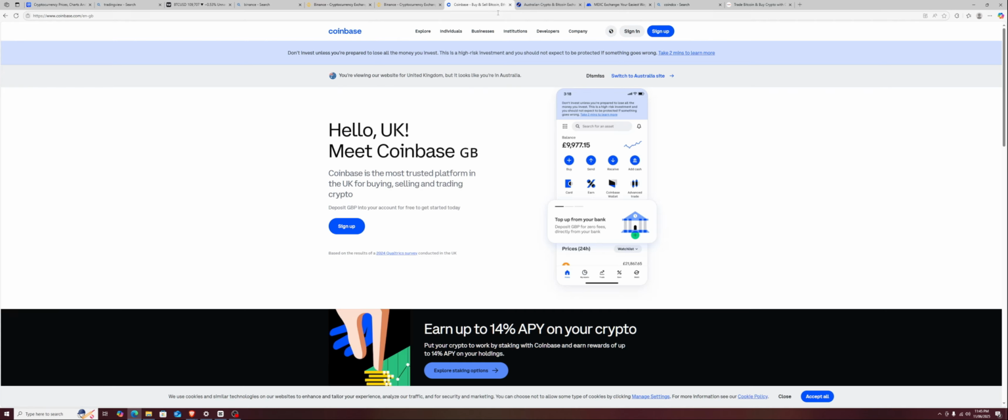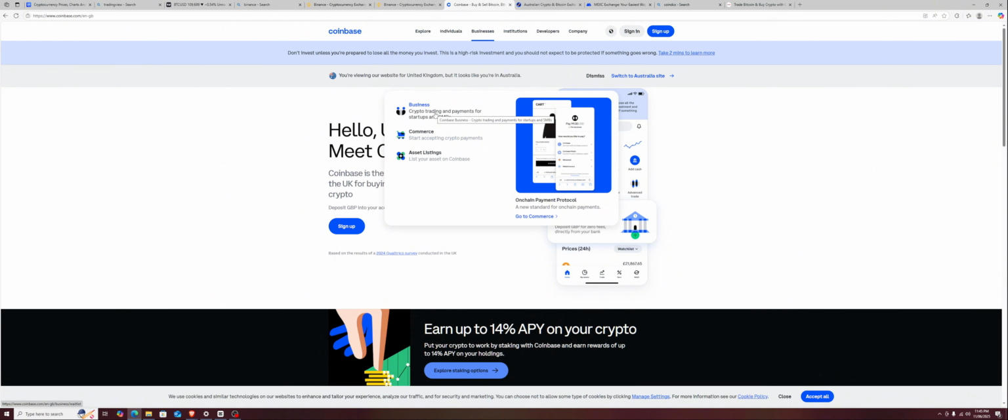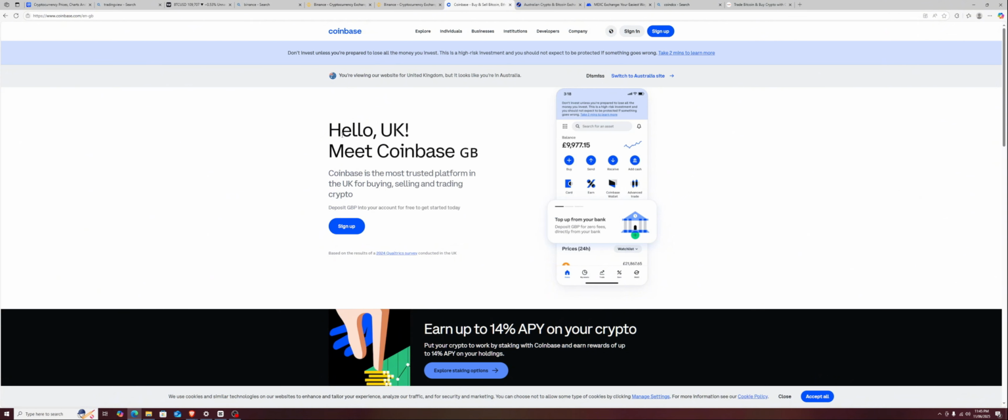Then comes Coinbase. It is again one of the trusted and biggest exchanges in the crypto space. Again available worldwide, but you'll need to pay a lot of fees if you're doing a transaction on Coinbase. I would not really recommend using Coinbase because over the long time you end up paying a lot of transaction fees to them.